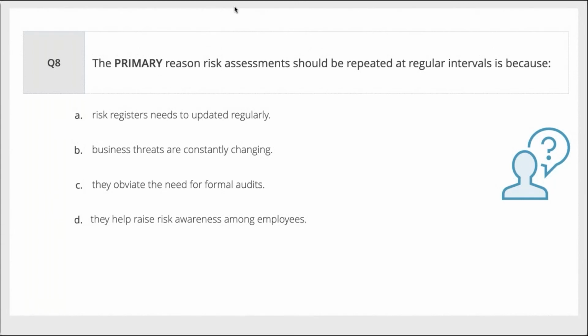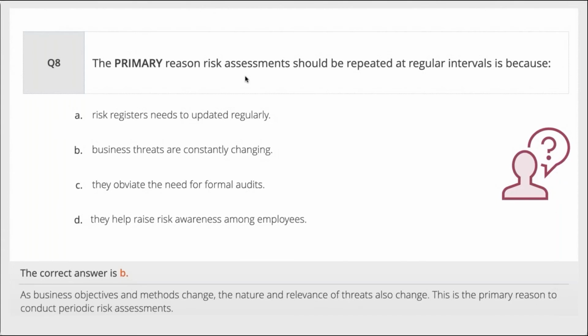This one again, based on our discussion, should be easy. Okay, 10 seconds more. Well done. I think everyone is correct here. This is because the business environment and the risk environment are constantly changing. So that would be the concern here.